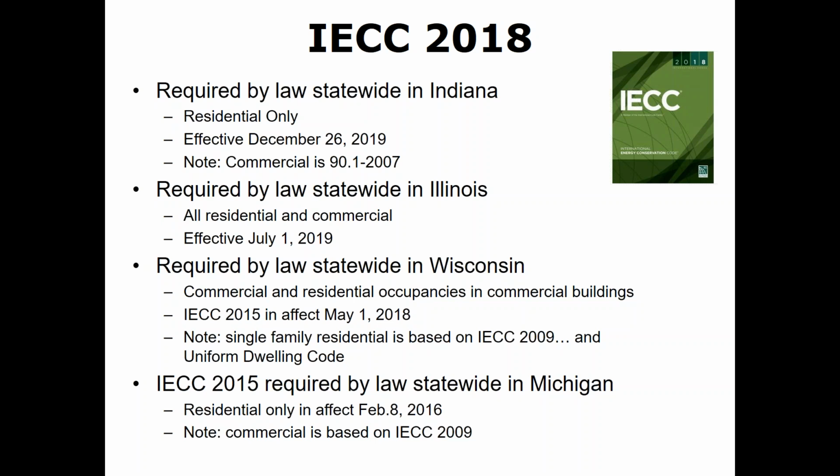Michigan's on the 2015, and for the purposes of energy code, for the purposes of load calcs, it's the same exact information as 2018. So all 4 of these states are basically in sync on what you need to do from a load calc standpoint. Minnesota's a little bit older, but it's pretty similar.